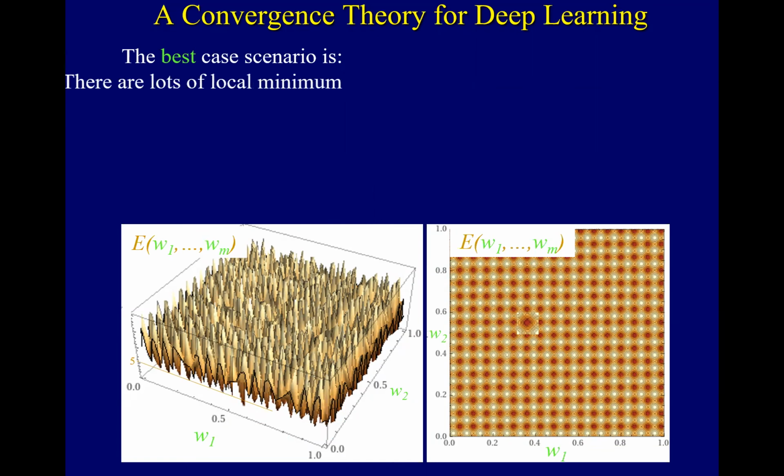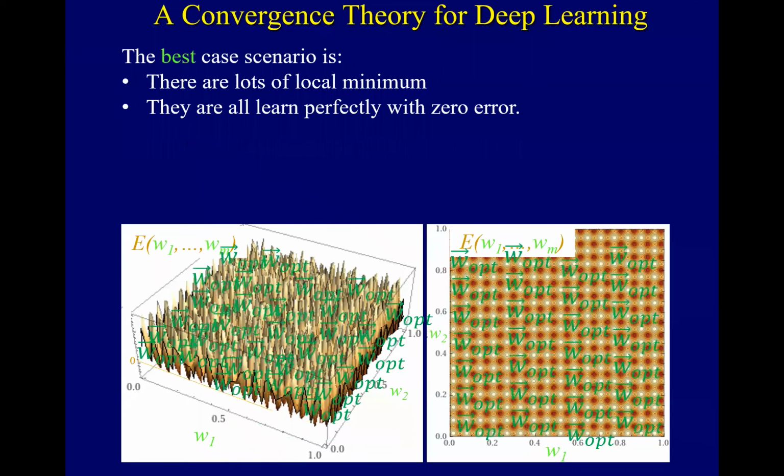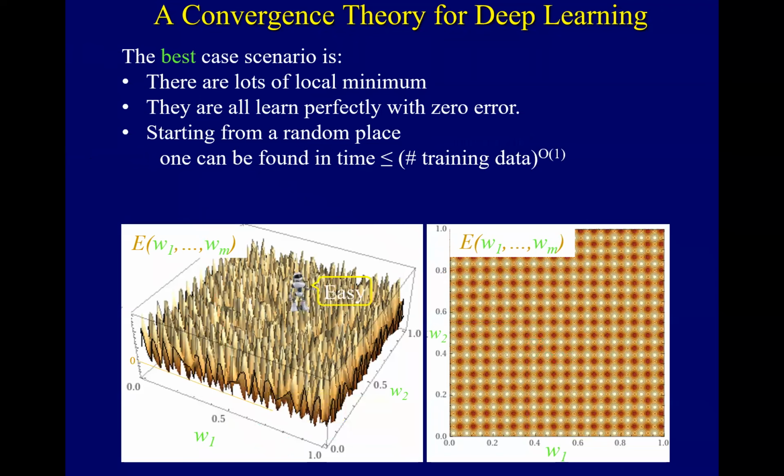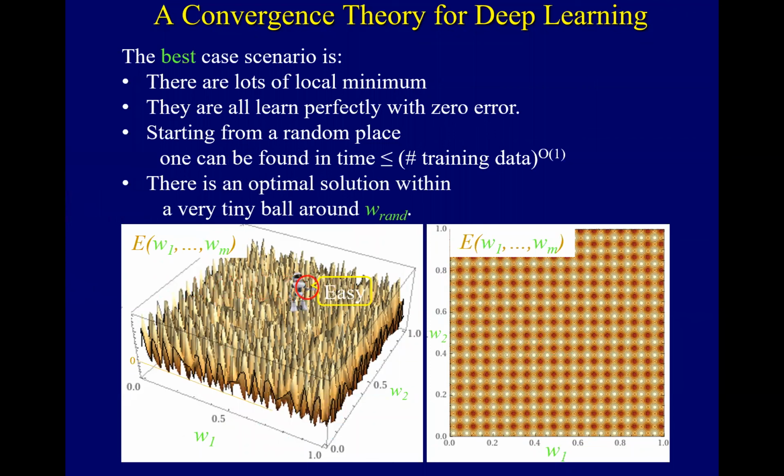So another scenario is that there are lots of local minimums, but they're all perfect, right? And this is the scenario. So the algorithm is, you start in a random place, you run for a little bit of time, and you find an optimal solution, right?